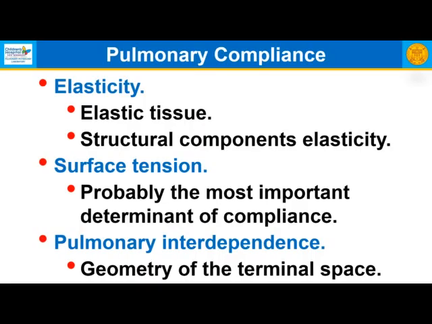So if we look at pulmonary compliance, there are three factors that contribute. One is elasticity or elastic tissue, and these are structural components in the walls of alveoli. Surface tension is probably the most important determinant, and clearly babies who are born prematurely, certainly below 32 to 34 weeks of gestation out of 40, have inadequate surfactant to keep their lungs open and require fairly significant treatment. And then pulmonary interdependence, which is the geometry of that terminal airspace.